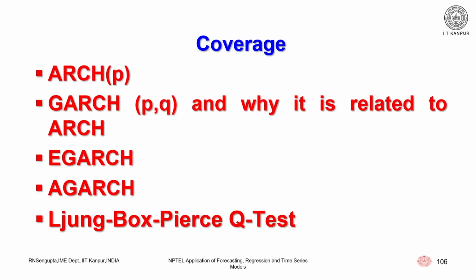So, what we will cover with all examples and discussions would be the ARCH with parameter P, GARCH PQ and why it is related to the ARCH method. We will discuss very briefly about exponential GARCH, autoregressive GARCH and the Ljung-Box-Pierce Q-Test, and we will show the results for trying to find out the parameters. Show the results means only the main results.